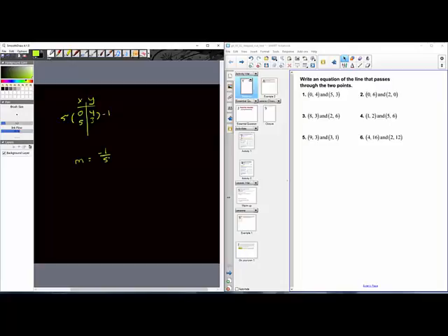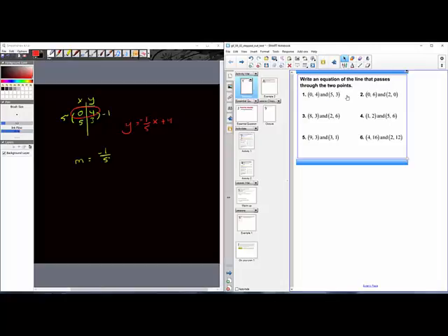I now have to figure out my starting point. And this one's kind of easy because I have 0 and 4. So this equation will be y equals -1/5 x plus 4. So that's the very first one. Let's just go through and check it.